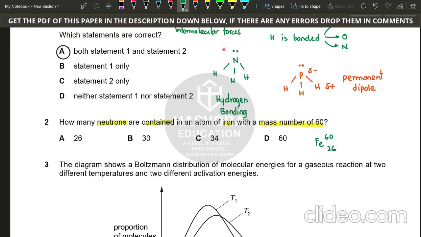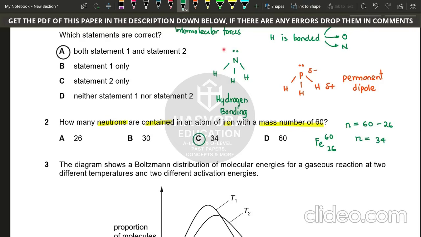Now how do you obtain the neutrons? Neutrons will be the nucleons minus 26. So 60 minus 26 will be 34. This means that C will be your answer.